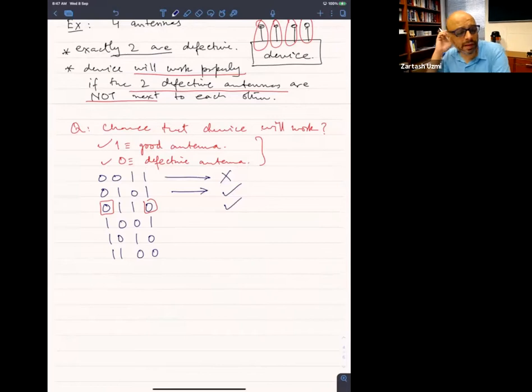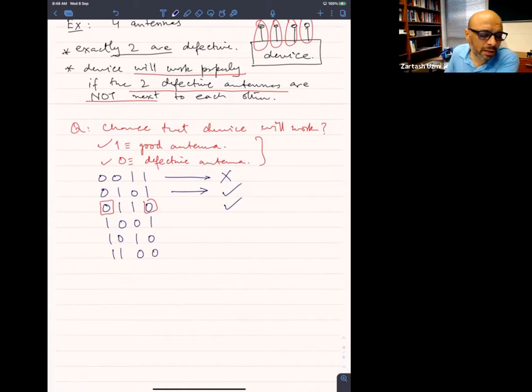Any question on that? Those who said no, that the device will not work, do you guys have any question about this? No question. Okay. Similarly, in this case, will the device work or not?